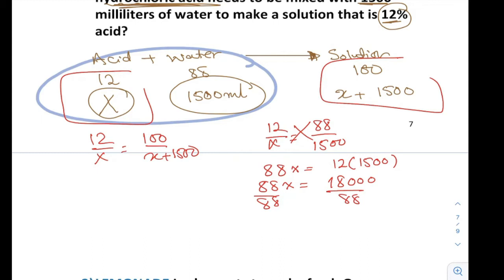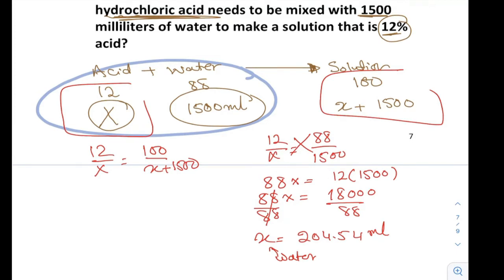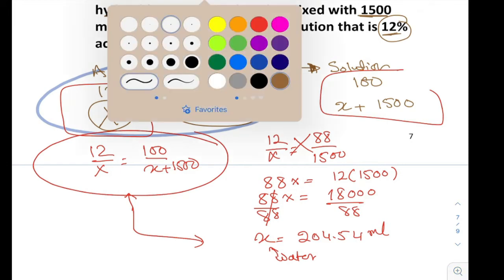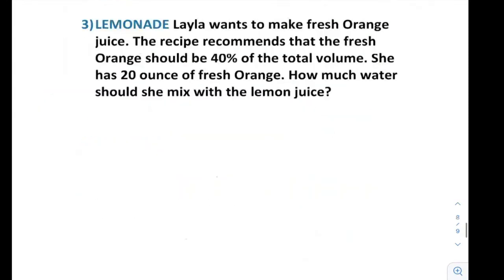And it will lead to 204.54 milliliters of water. This is the quantity of water needed. You can have a try and find this x using this proportion. You should have the same conclusion, the same quantity. Great. And let's move to the next question.